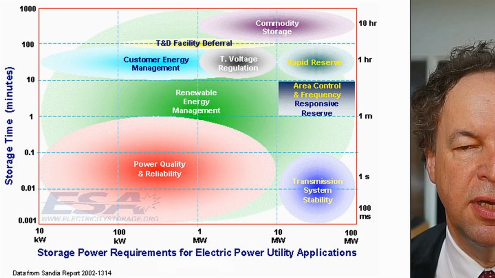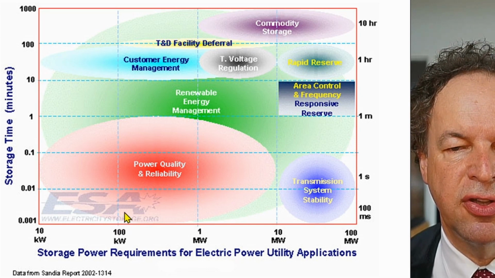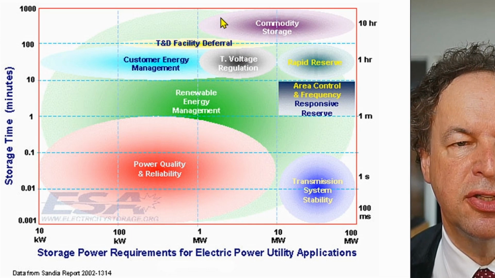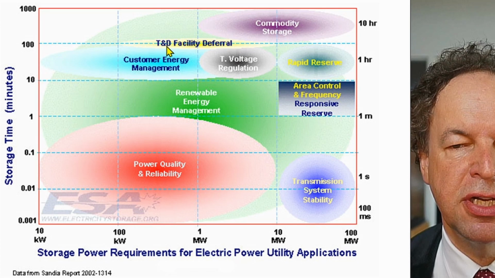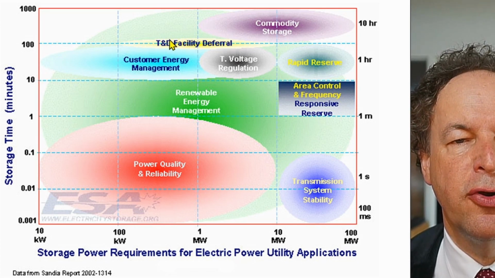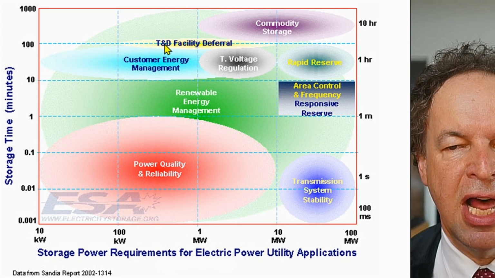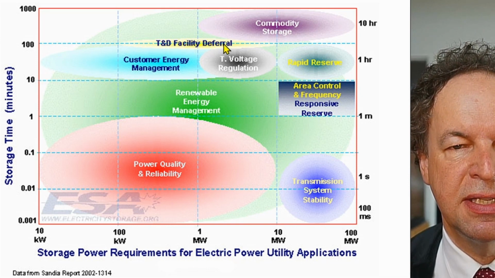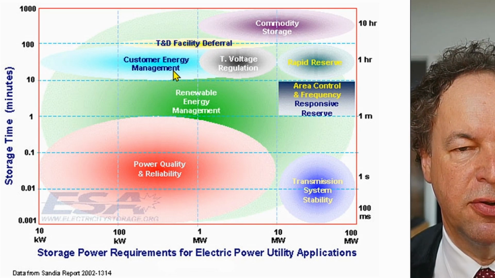So this is from the point of view of the utilities, what you can do with the different kinds of storage. So here more power, more storage time. So here commodity storage over a long time at high power. This is T, and D means transmission and distribution. Facility deferral: if you have a lot of storage, you can avoid investments in additional transmission lines because you can balance the use of the transmission lines, so there are no peak loads, and you smooth the load over the transmission line, and so you can avoid some investment costs.